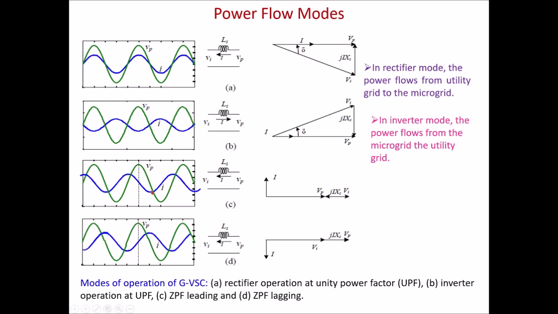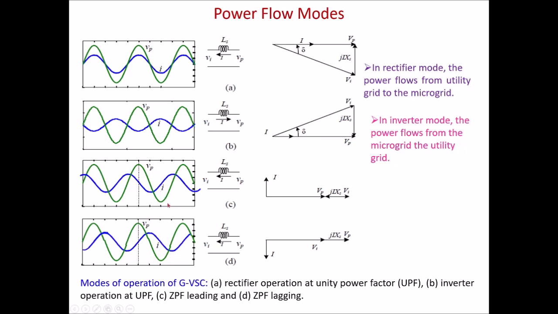These two modes are basically 90-degree modes. In the first case, the current leads the voltage by 90 degrees. In the second case, the current lags the voltage by 90 degrees. In case of leading, the microgrid acts like a capacitor. In case of lagging, the microgrid acts like an inductor. So these are the reactive power injection modes actually.